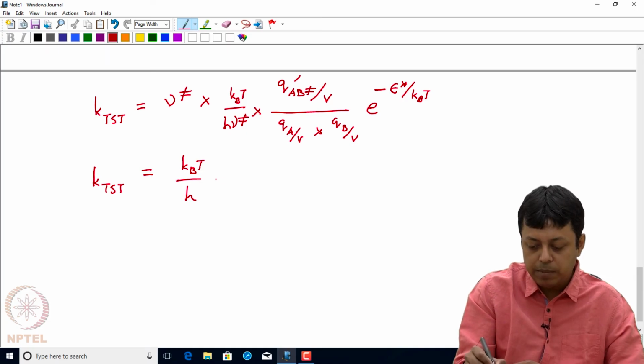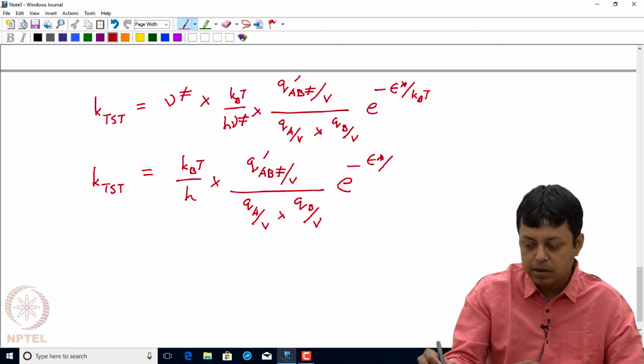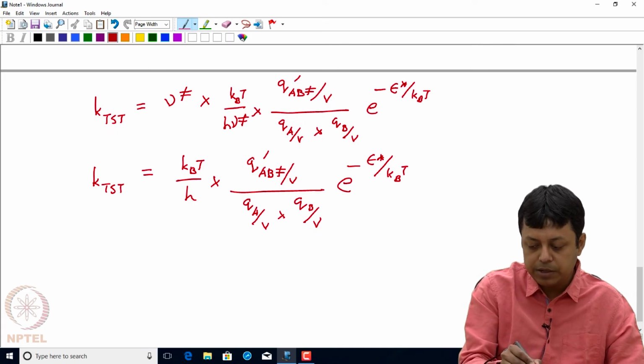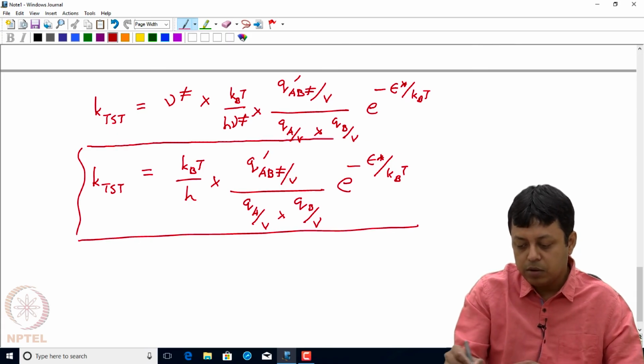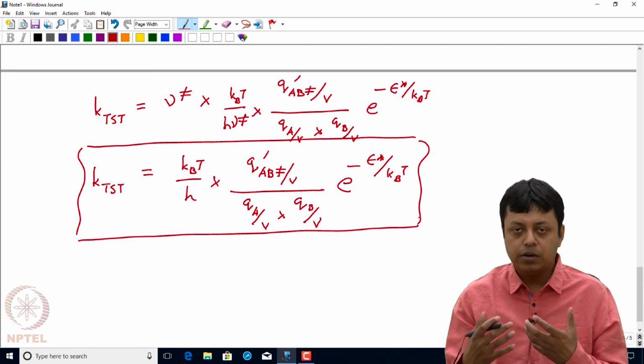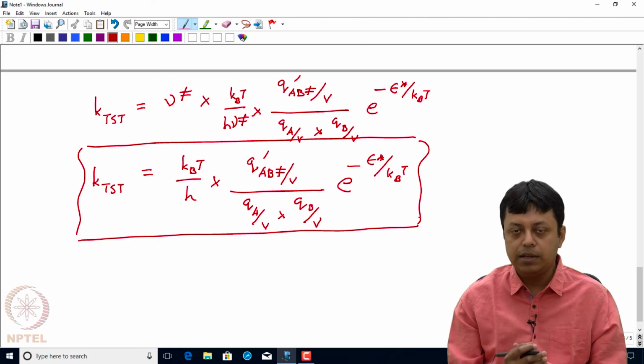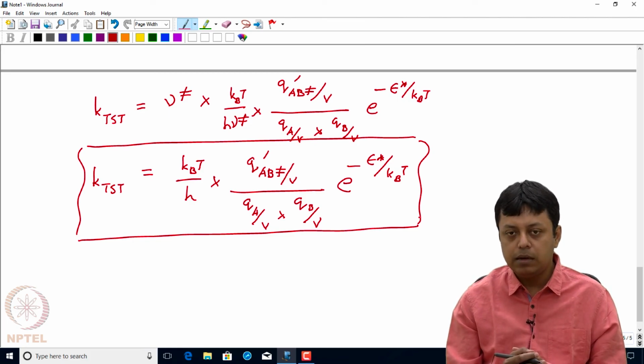What will be left is the famous Eyring equation, which is kBT by h times q AB dagger divided by V, over q A by V times q B by V, times e to the power minus e star by kBT. So this is the expression for the transition state rate constant, and right now it has no similarity with the rate constant which we got from collision theory. Now we will see that these two are equivalent, but before that we will do one more thing.